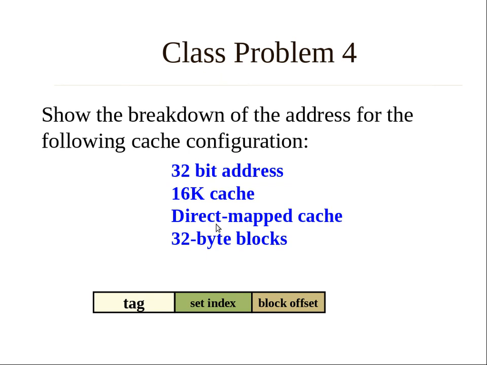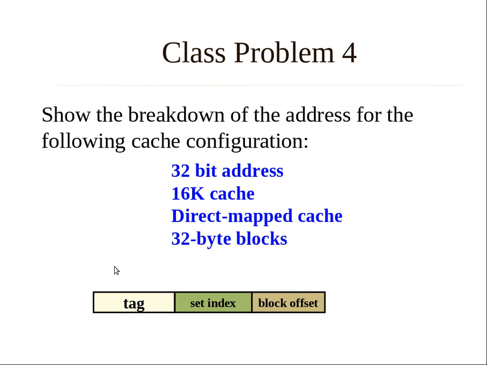The question is, what's the set index? Well, it's direct map, so that means that each piece of data can only go to one cache line. All right, great. Well, how many cache lines are there? It's a 16 kilobyte cache and 32-byte blocks, so we need to divide the two. How do we divide that? Well, what's 16K?